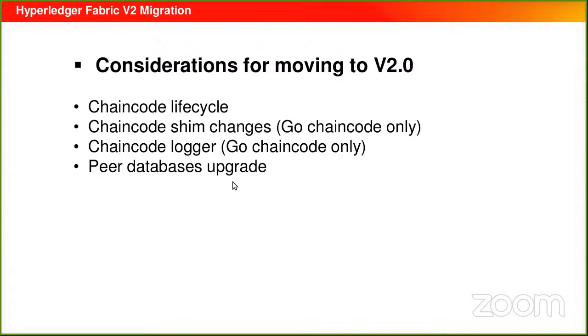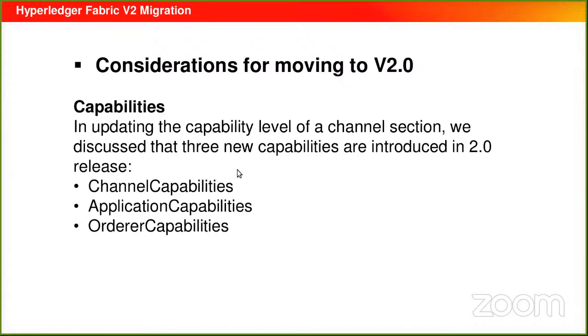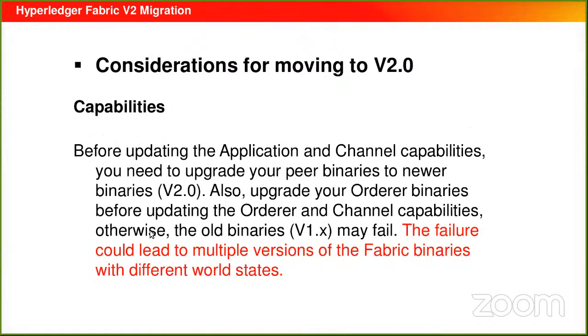And then the peer database upgrade. That's one thing you have to watch for, because again, we discussed the state database. Another area here is updating the capability level. We discussed that there are 3 different capabilities you have to watch: channel, application, and orderer. And again, we discussed that before updating the application and channel capability, you need to upgrade your peer binaries to the new binaries, because if you forget to update your binaries, it's not going to work.